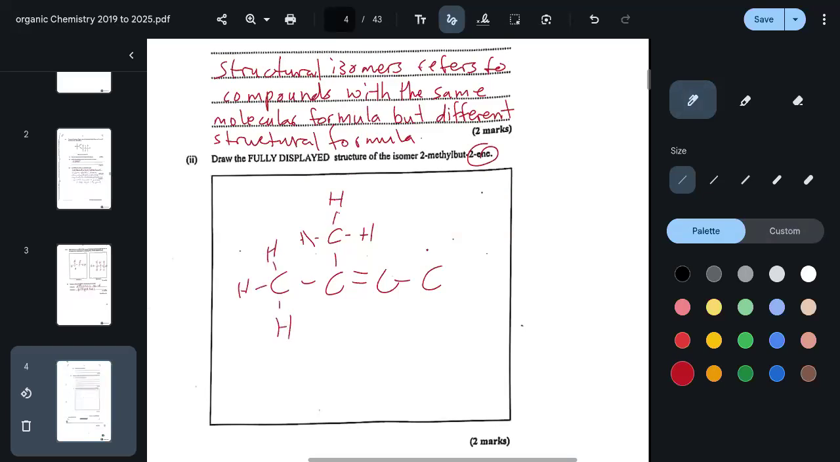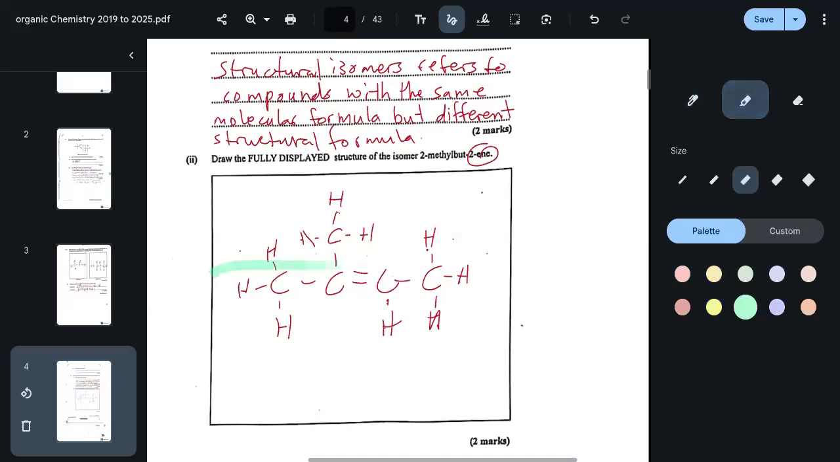Remember, not every CH3 group is a methyl group. So, yeah, this is the chain with 4 carbons. So this CH3 group is not a methyl group. The methyl group is a CH3 group that is attached to the chain. So the chain is in green. So the CH3 group attached to the chain, that's your methyl group. So this is methyl on carbon number 2. So it's 2-methyl-2-butene. All right.